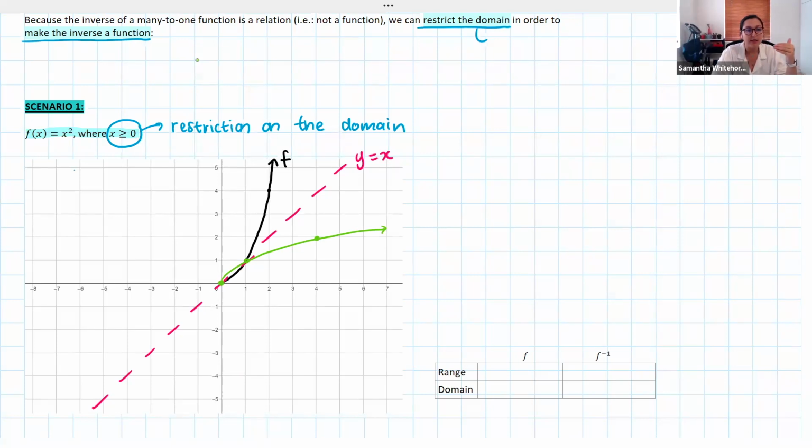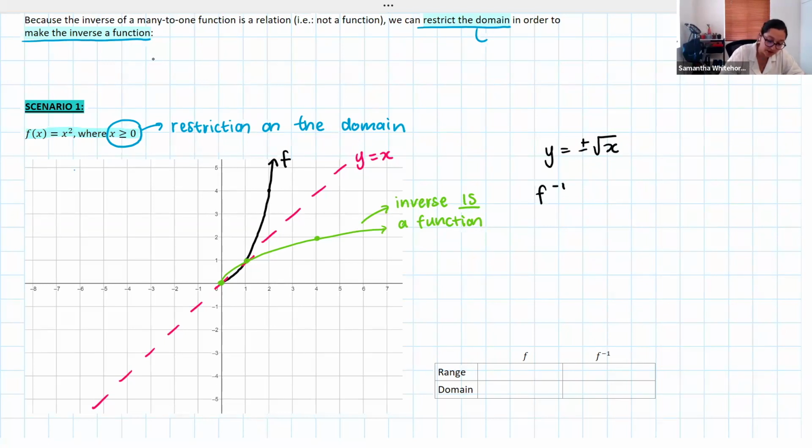Hopefully what you now see is that it does pass the vertical line test. I don't have this bottom half, which would mean it's not a function. I only have that top arm, so it passes the vertical line test, and so now my inverse is a function. Now remember, we worked out earlier that the inverse equation was y is equal to plus minus square root x. So now we can actually go and decide what this inverse should be.